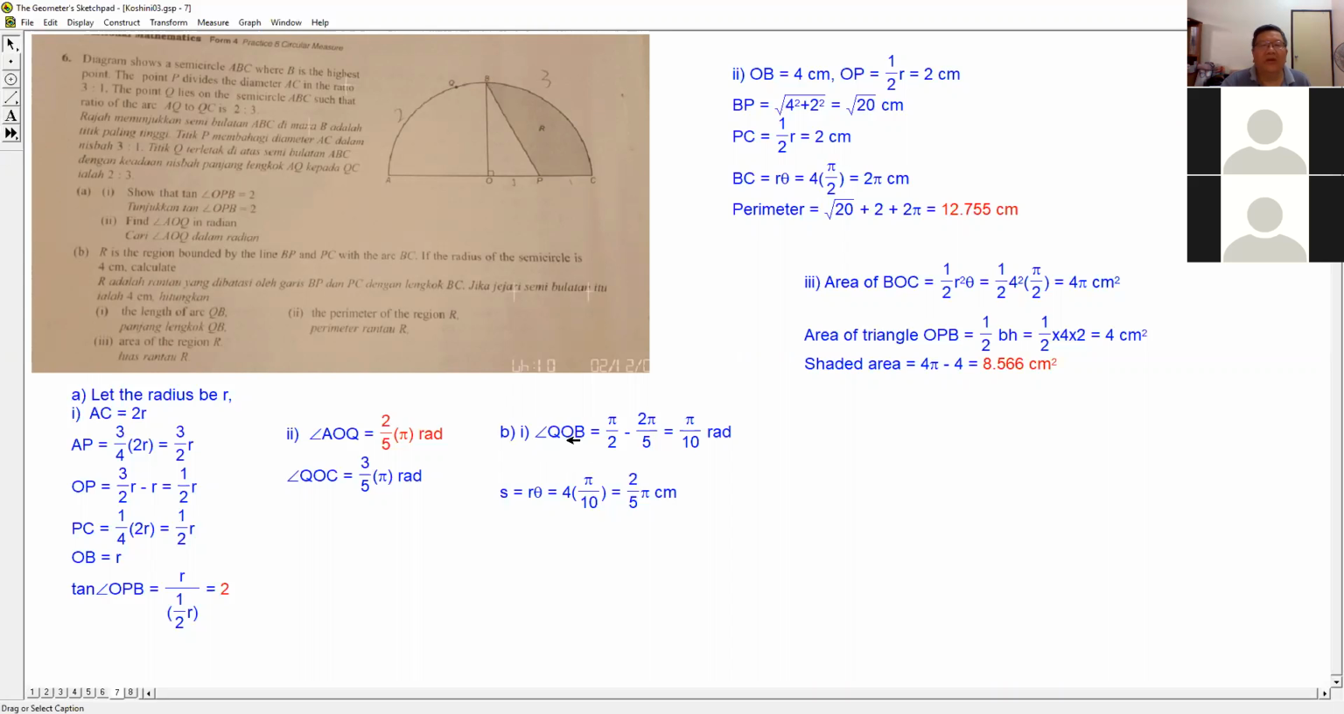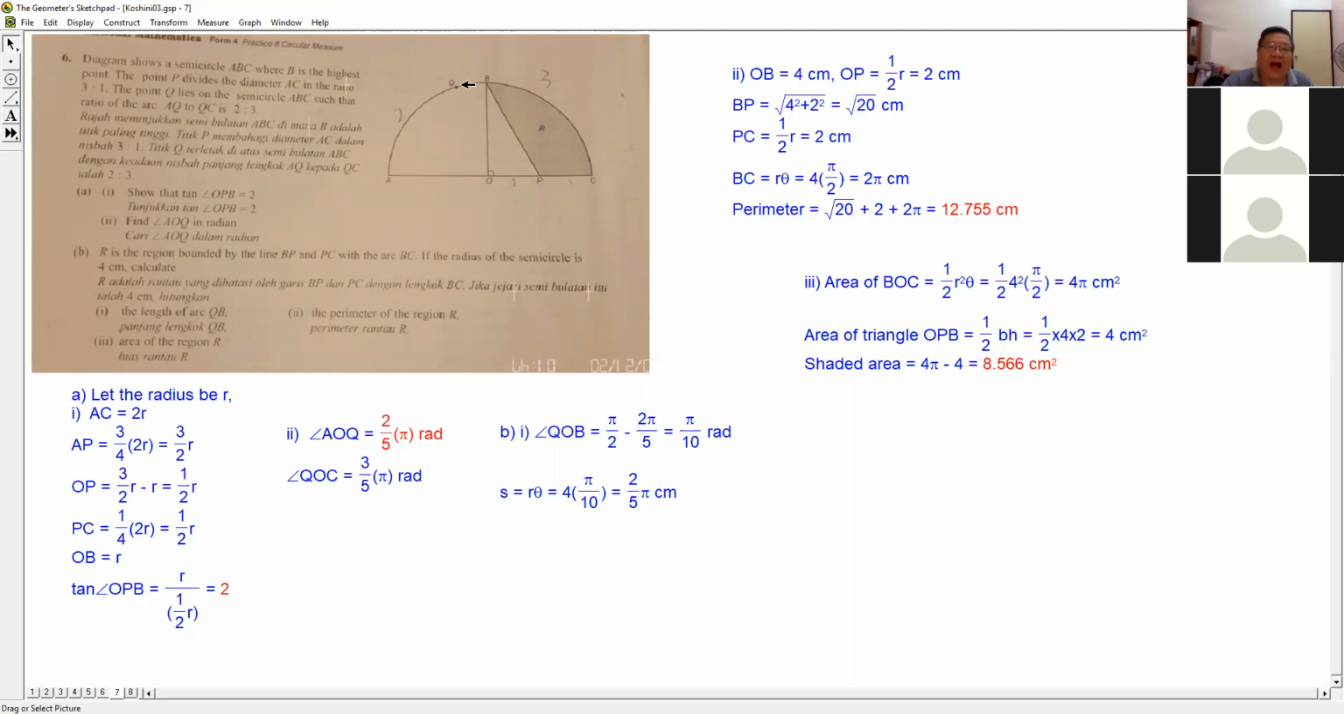Right. QOB. What is the question now? Length QB. In order to find the length QB, I have to find the angle QOB. Now QOB is actually 90 degrees. From A to B is 90 degrees. From A to Q, it is 2 over 5 pi. Again, from A to B, 90 degrees is pi over 2 in terms of radian.